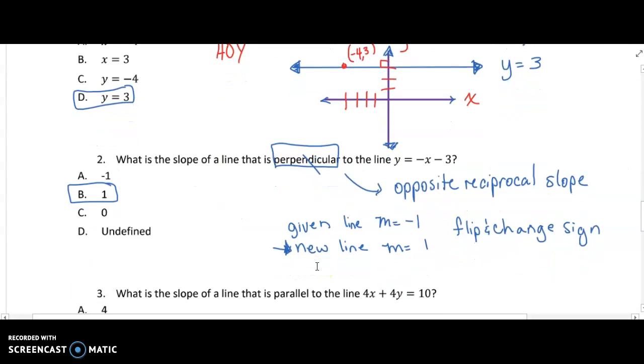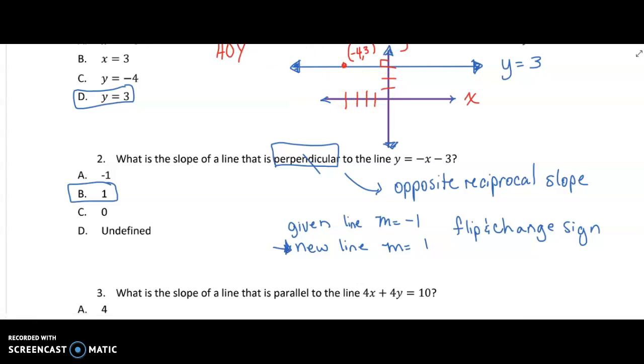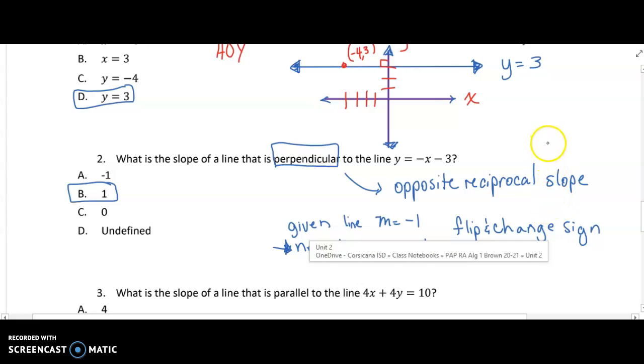Okay. Then the next one is what is the slope of a line that's perpendicular to the line y equals negative x minus 3? Well, if it's perpendicular, they have to have opposite reciprocal slopes, right? So that means you have to flip it and change the sign. So if the given line has a slope of negative 1, then the new line, you flip that and change the sign. Now it's positive 1.